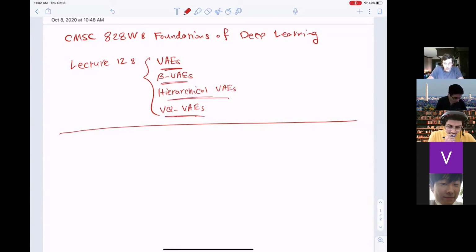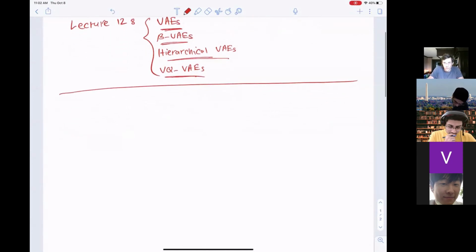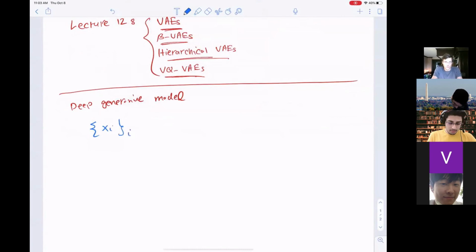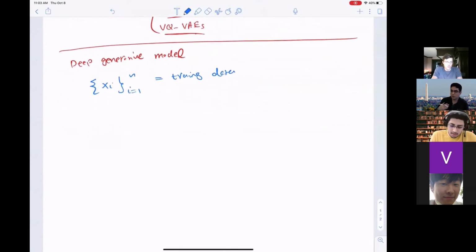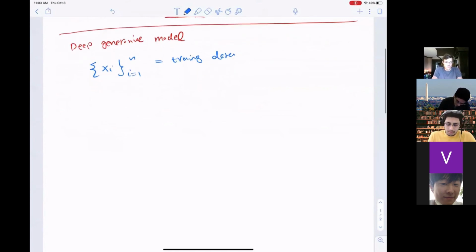What is the goal of a deep generative model, or generative model in general? So we are given a data set. Let's say I have n samples. Again, this is my training data. My goal is to learn a function that can generate realistic but synthetic or fake samples from this data set. So that's basically the goal of having a generative model.